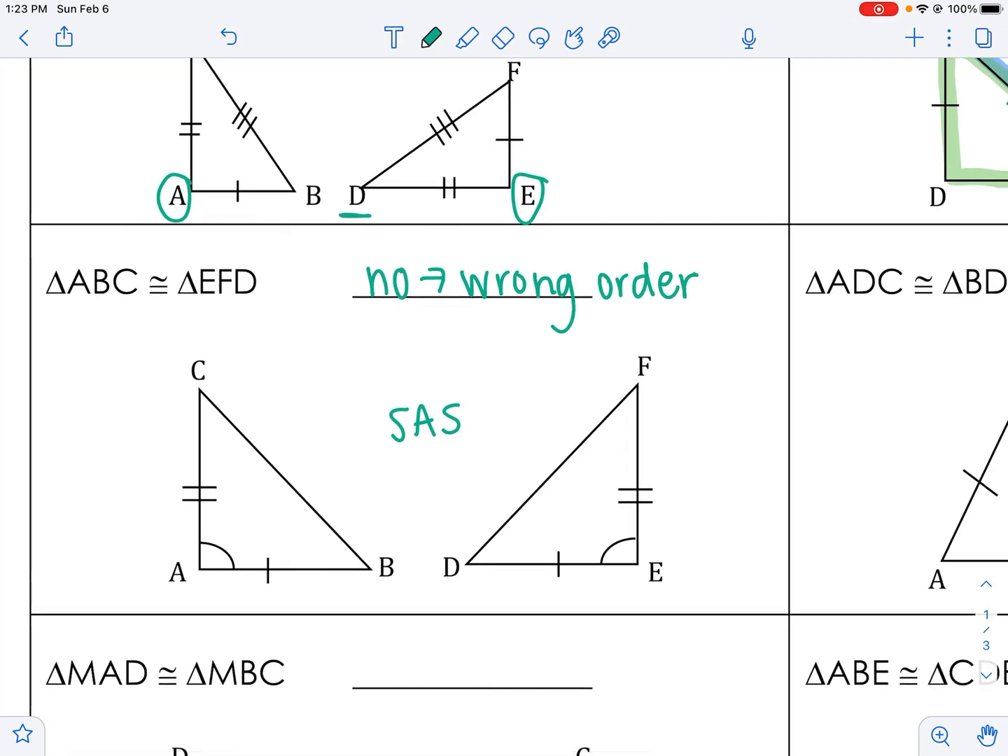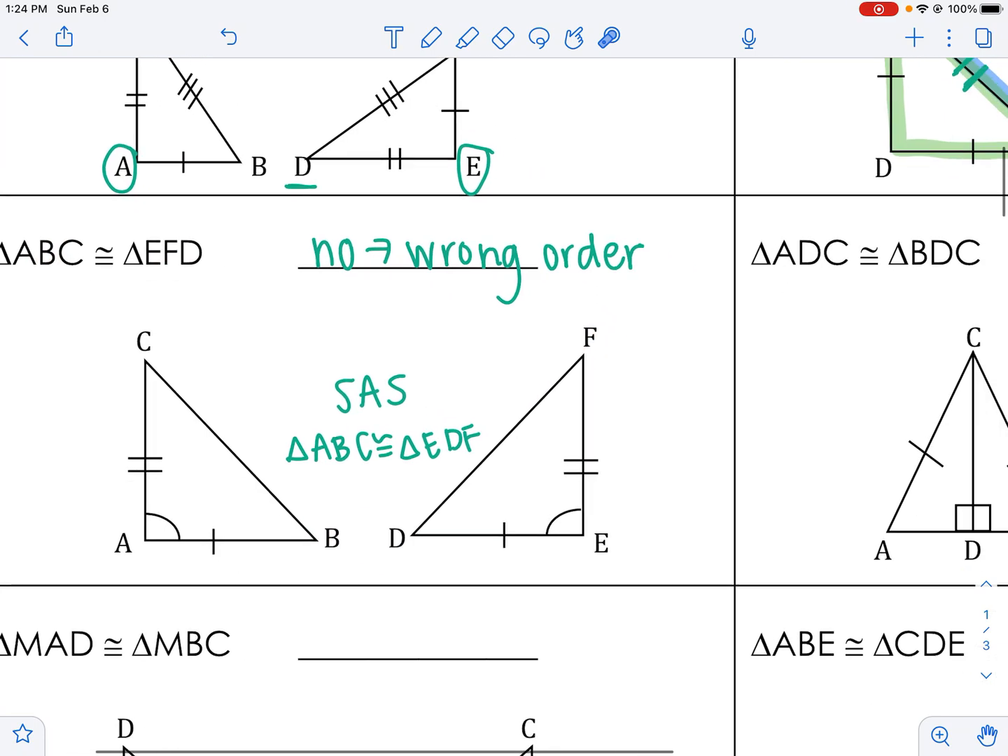If I wanted to use side, angle, side, I would need to correct the order. So I could say that triangle ABC is congruent to triangle, and it would be EDF. Remember that order is really, really important. So while they did try to trick us in this problem, that's why we double checked our order. That's why we checked that B didn't go with F. B should go with D.